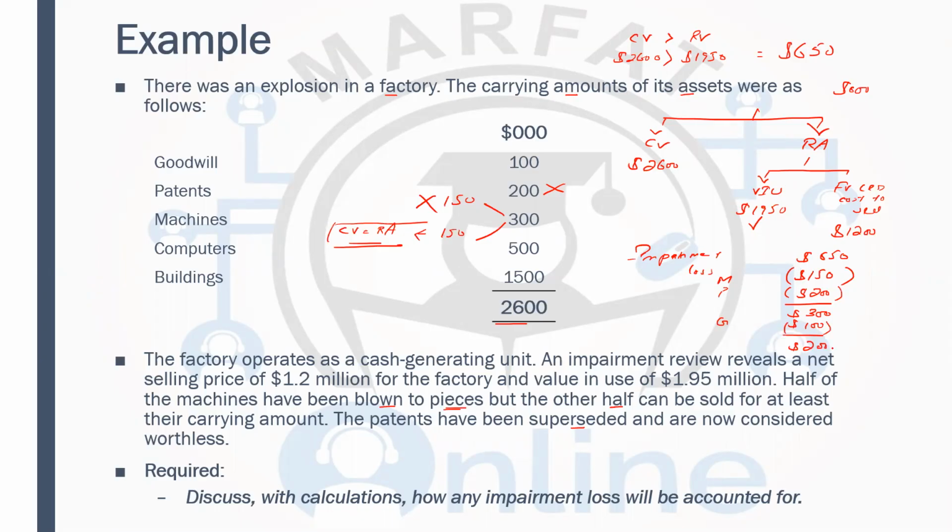Now this $200 should be charged to the other assets on pro rata basis. What are the other assets? Computers in the building. So you take the total of it, which is 2,000. So 500 divided by 2,000 into the impairment, which is 200. Similarly, 1,500 divided by 2,000 into the remaining impairment, 200. So this is how you are going to charge the impairment to the computers and the buildings.